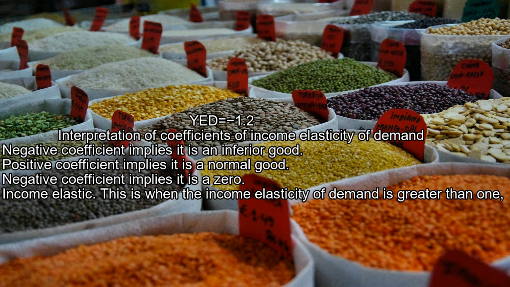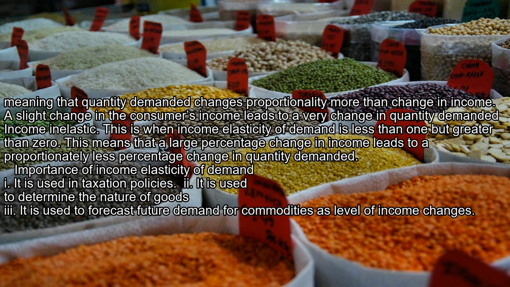Interpretation of coefficients of income elasticity of demand. Negative coefficient implies it is an inferior good. Positive coefficient implies it is a normal good. A zero coefficient implies it is a neutral good. Income elastic. This is when the income elasticity of demand is greater than 1, meaning that quantity demanded changes proportionately more than change in income. A slight change in the consumer's income leads to a very large change in quantity demanded. Income inelastic. This is when income elasticity of demand is less than 1 but greater than 0. This means that a large percentage change in income leads to a proportionately smaller percentage change in quantity demanded.